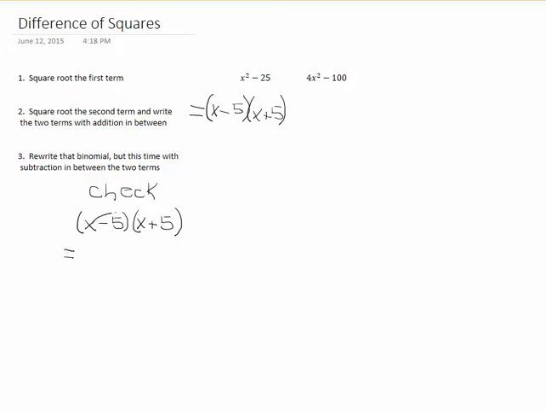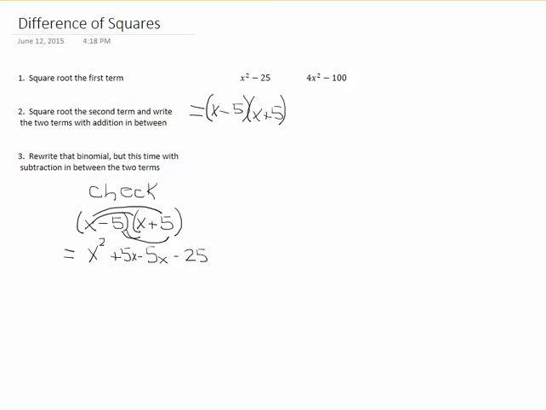So x times x is x squared. And then we do our outside terms. X times 5 is positive 5x. Negative 5 times x, oops, there was an x there, excuse me, negative 5x. And then our last terms, negative 5 times positive 5 gives us negative 25.